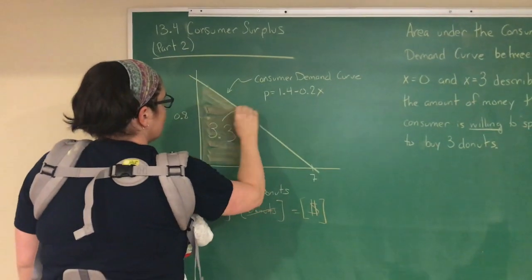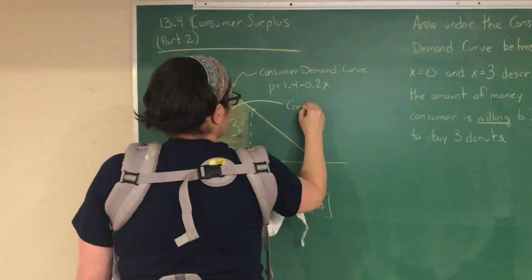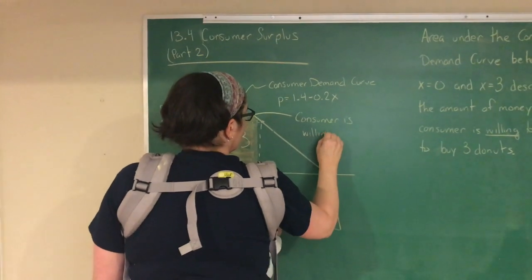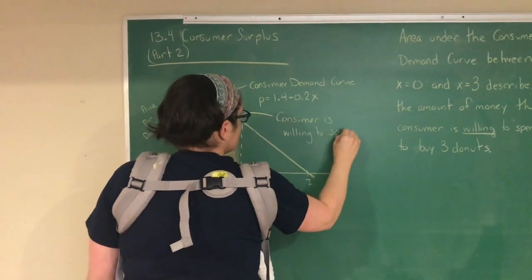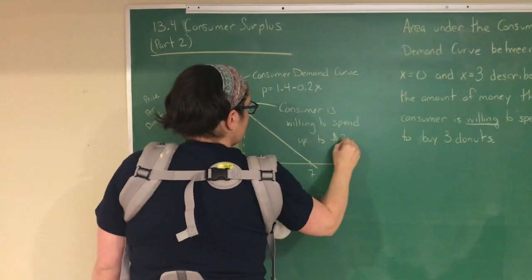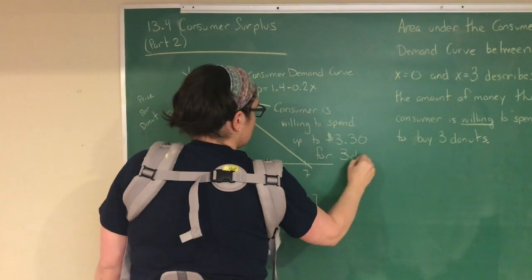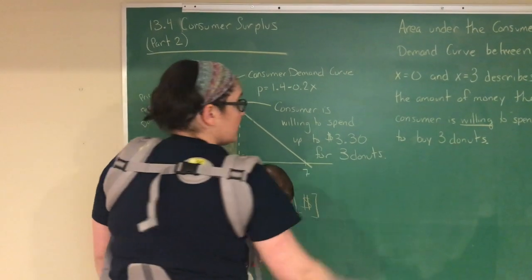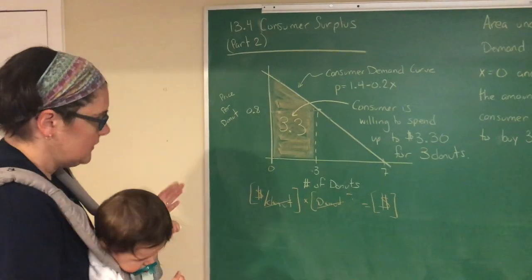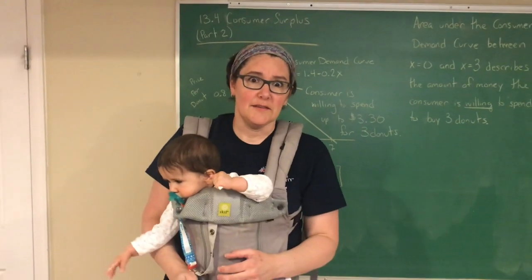And what that tells us is that our consumer is willing to spend up to $3.30 for 3 donuts. Okay. Now, the customer goes up to the table and says, okay, here's the $3.30.